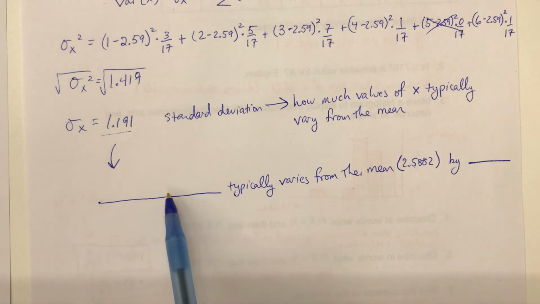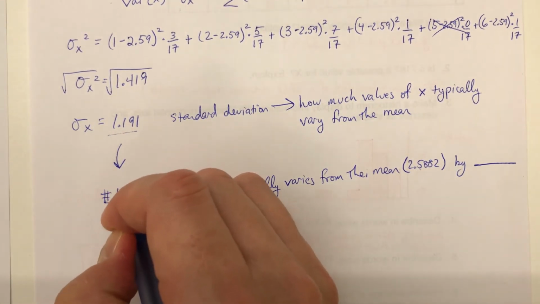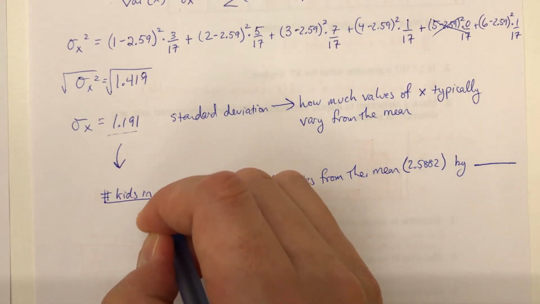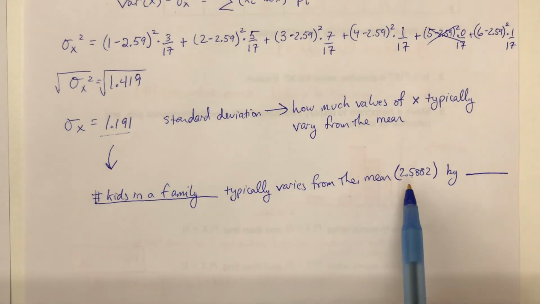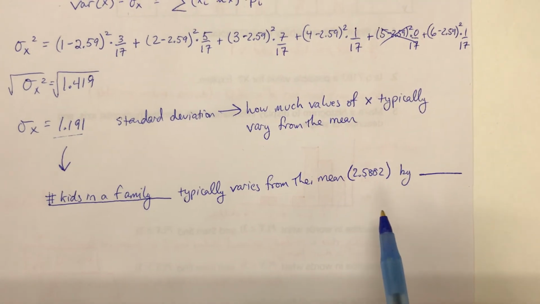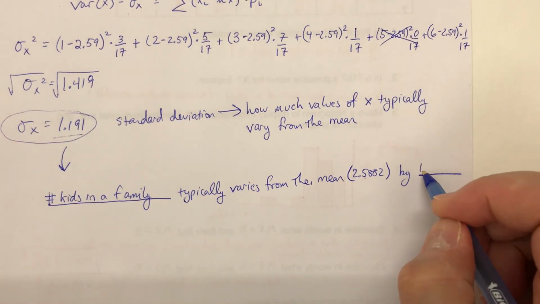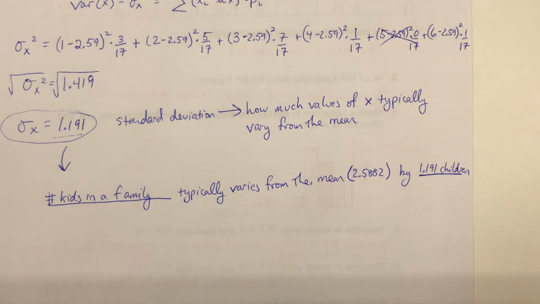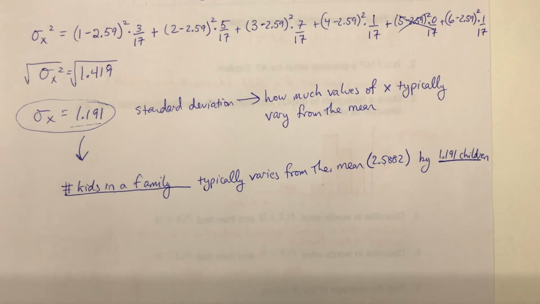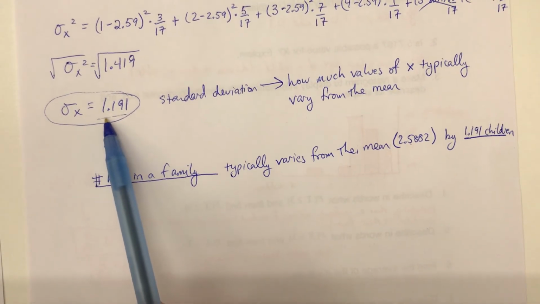Well, what was it that we were measuring? That was the number of kids in a family. Typically varies from the mean, which was 2.5882, by, and the value we got was 1.191. And I do want to write down what the unit of measurement was. In this case, that was children. Okay, so there's standard deviation.